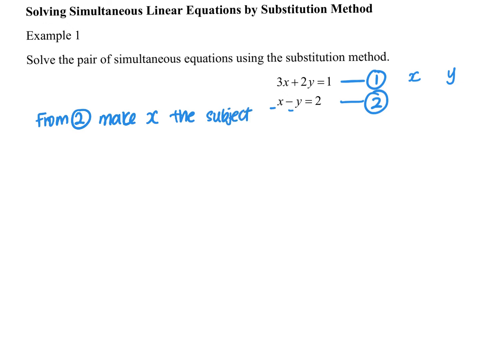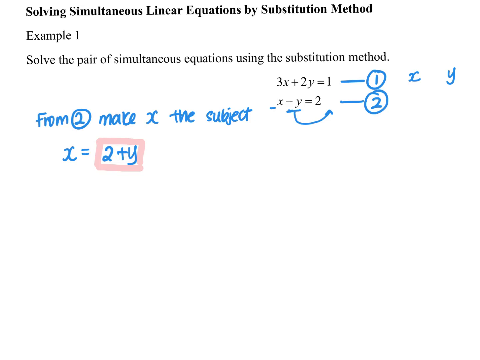From equation 2, if I want to keep x, that means I'll need to shift y over to the other side, and that will be x equals, I have originally 2 on the right hand side, and this is minus y, subtracting y. The reverse of subtracting y becomes plus y. So now I know that x equals 2 plus y. What does this mean? This means that whenever I see x itself, I will replace it totally by the expression 2 plus y.